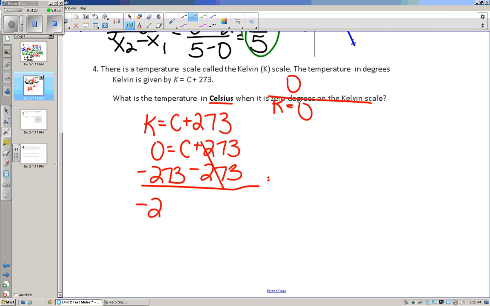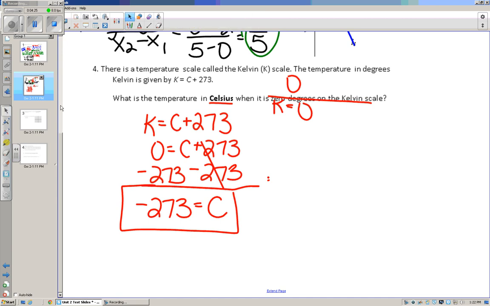So negative 273 equals C. So when the Kelvin temperature is 0, the Celsius temperature would be negative 273.